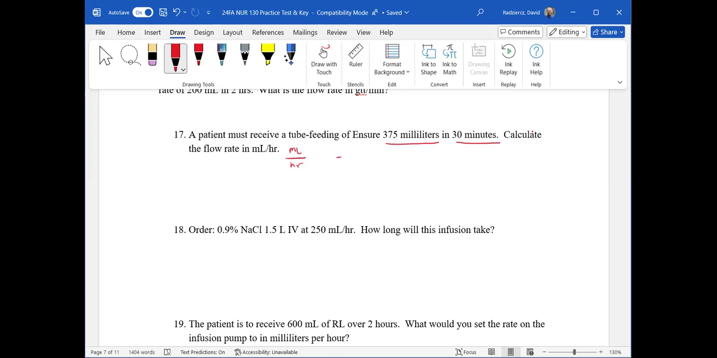So the traditional way that I would set this up is to take your 375 milliliters over your time, and then just convert the time to hours. You should know that there's 60 minutes in an hour, and then you're just making that conversion. You would plug it into your calculator. So I would take 375 times 60 divided by 30, and you're going to get, like I said earlier, 750 milliliters per hour.